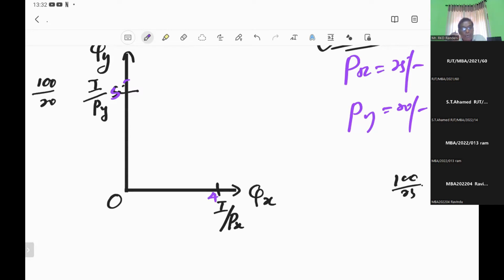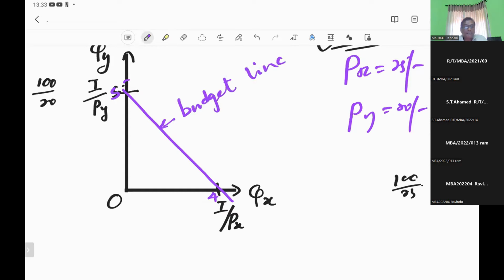Assume that he is going to buy from both. Can you find out these points? No, we can't. By joining these 2 points by a linear curve, you can find out how much from Y, how much from X. If the consumer is going to consume from both, you can find out these combinations according to this line. This is called the budget line.